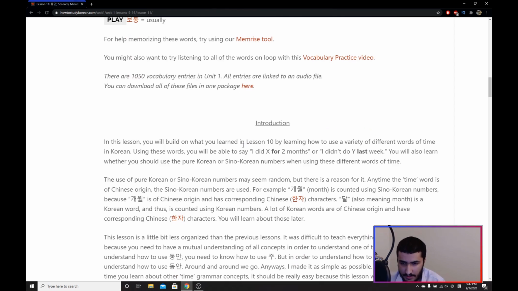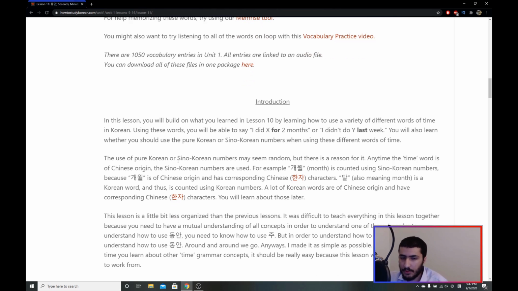All right, introduction. So we learned how to use the numbers in lesson 10. Now we can use the numbers with time, like I did this for 2 months, or I didn't do it last week. You will also learn whether you should use pure Korean or Sino-Korean numbers when using these different words of time. We mentioned a little bit last lesson that we would continue to give you more guidance on which set of numbers you should use. This will be one of those times.